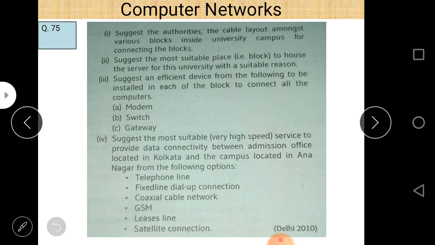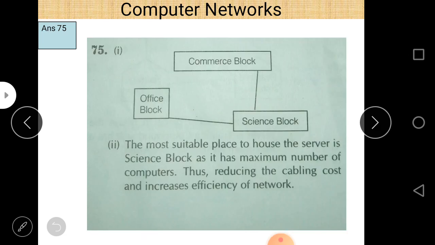Now the first question is: suggest to the authorities the cable layout among the various blocks inside the university campus for connecting the blocks. So this is the answer. First of all, connect all these blocks to each other and minimize the cable length. The option which has the minimum length of cable is the best cable layout. So in this question, this is the answer.